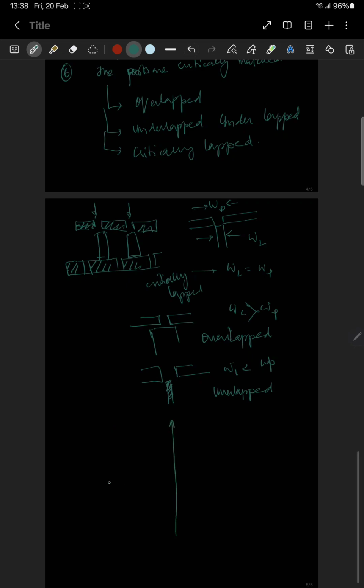If I draw the flow versus spool movement, this is Q, and this is spool movement. This is critically lapped. Even when the spool moves, the flow doesn't start. This is overlapped.